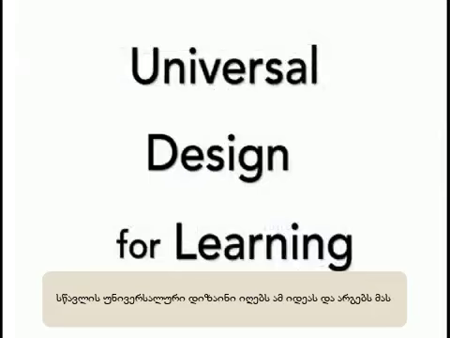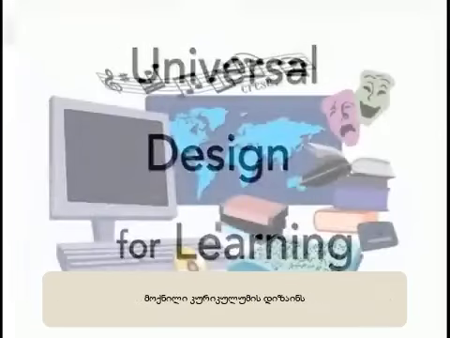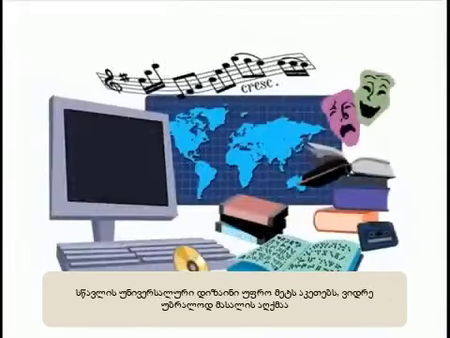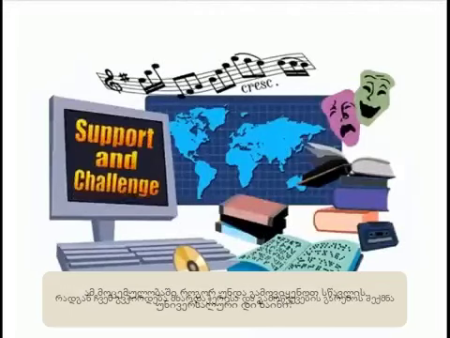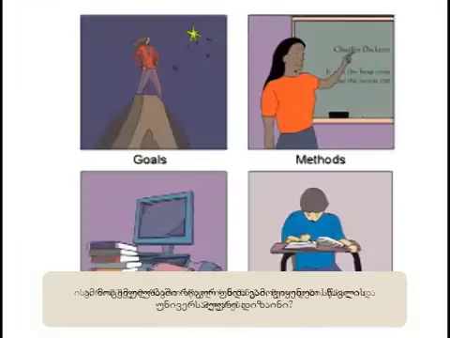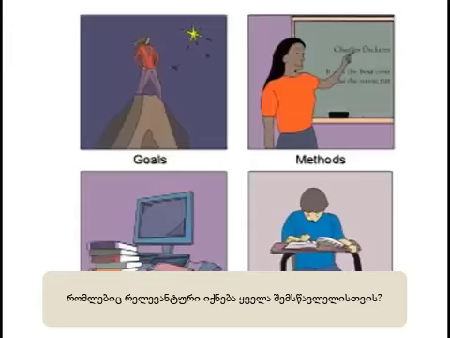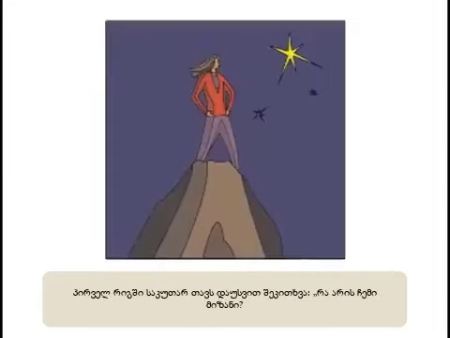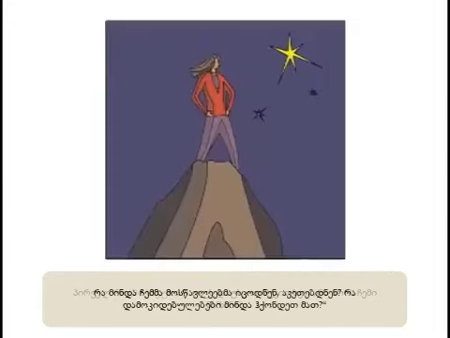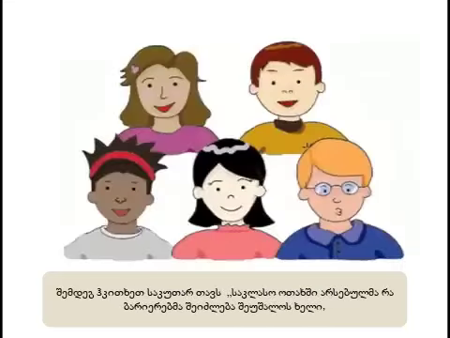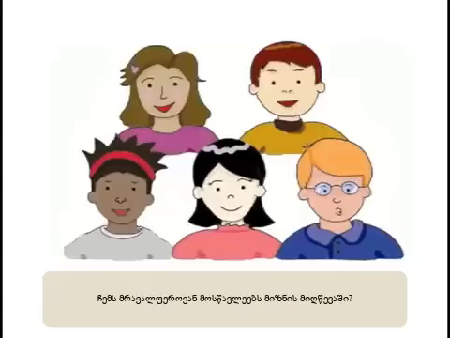UDL takes this idea and applies it to the design of flexible curriculum. UDL goes beyond access because we need to build in support and challenge. So how do we use the UDL framework to make learning goals, methods, materials, and assessments that work for everyone? First, ask yourself, what is my goal? What do I want my students to know, do, and care about? Then ask, what barriers in the classroom might interfere with my diverse students reaching these goals?